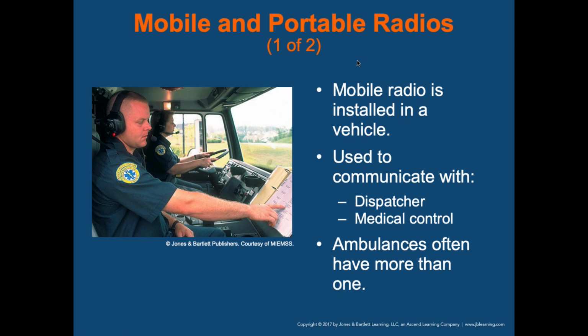So a mobile radio is installed in a vehicle. That's one that's in your fire truck, in your ambulances, in your police cruisers. Those are all mobile radios. They're used to communicate with dispatch, medical control, and ambulances often have more than one. Usually they have radios up front and radios in the back of the ambulance as well to communicate with the hospital for your radio patches.